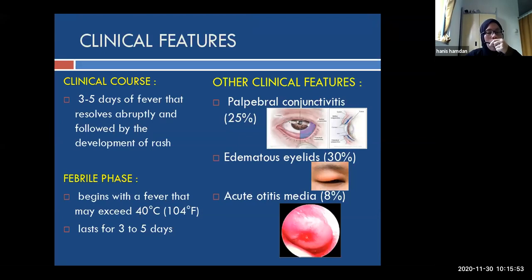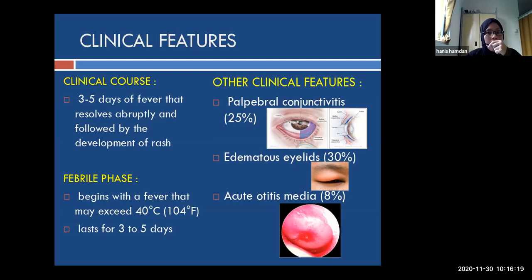Next is clinical features of roseola infantum. As I explained earlier, the clinical course for roseola infantum is 3 to 5 days of fever that will resolve abruptly and be followed by development of rash. So during the febrile phase, it begins with a fever that may exceed 40 degrees Celsius, and this will last for about 3 to 5 days.